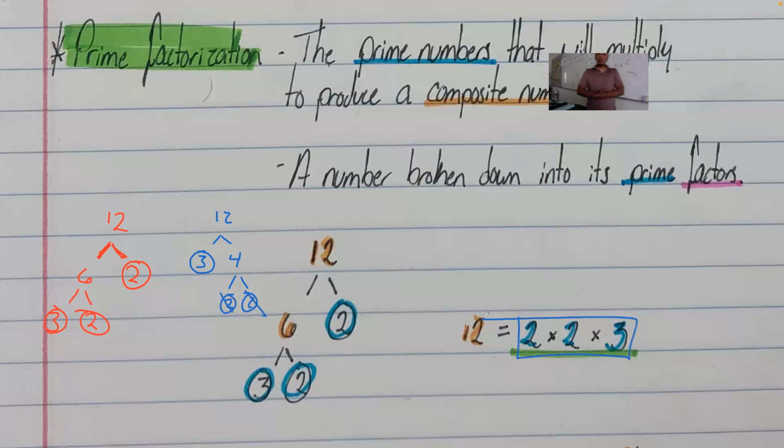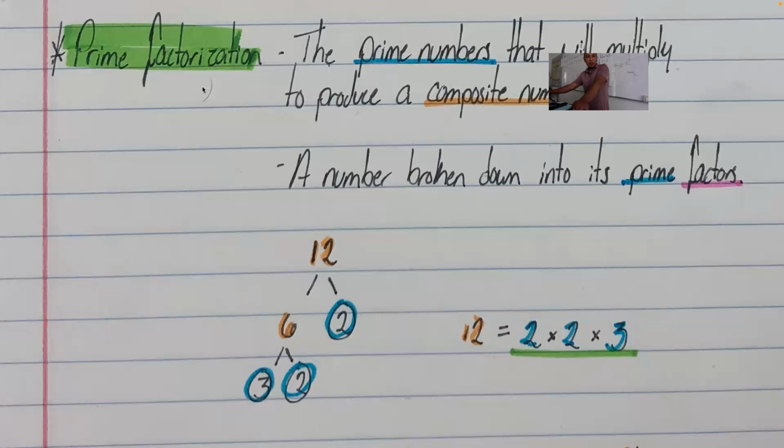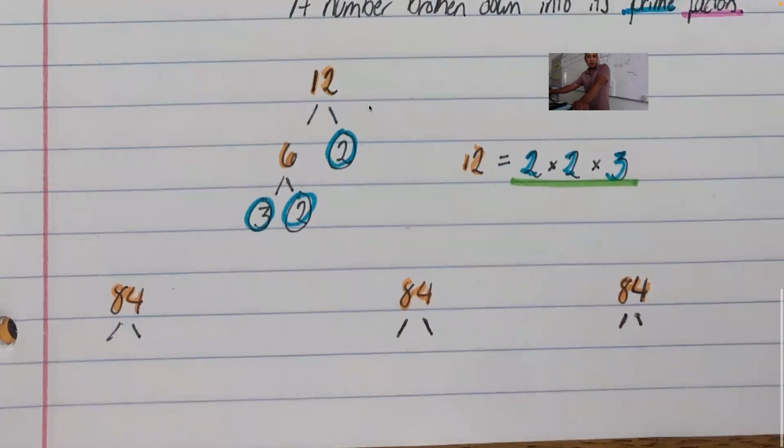How do I know that that's correct? We'll just multiply them together. 2 times 2 is 4, and then 4 times 3 is 12. Another example here could be the number 84. Notice how I've done it several different ways here. 84 can be split into something like 42 times 2.